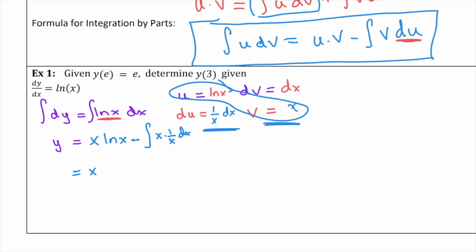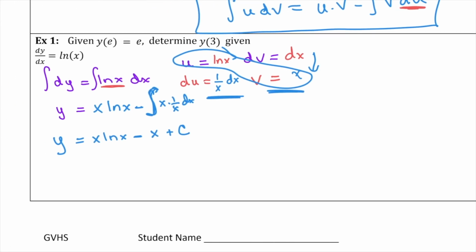So when I finish this problem off, I have x natural log of x minus the antiderivative of 1, which is x, and then we put in our plus c. Now, I acknowledge that over here we have integrated, and we should have written a plus c, but we wait until the end of the problem to put in our plus c.